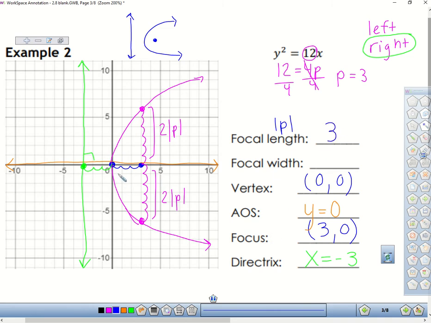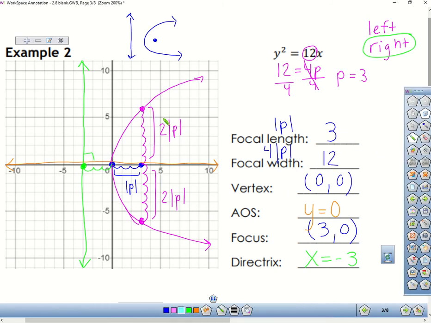So the focal length is the distance from the vertex to the focus, which is the absolute value of p. Now the focal width is always 4 times the absolute value of p. So the absolute value of 3 is 3. 3 times 4 is 12. The focal width is basically this whole distance right here. So if you want to know what it actually is, it's this distance here from one point to the next, and that would be 12. And that's the mathematical way to get it.